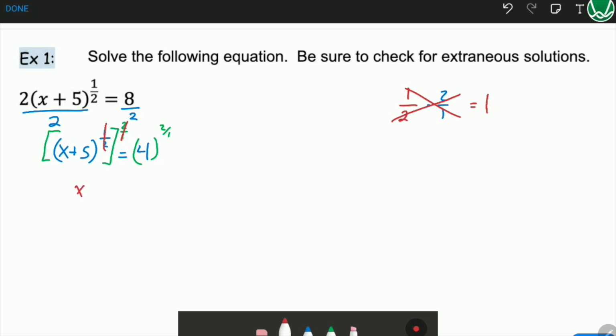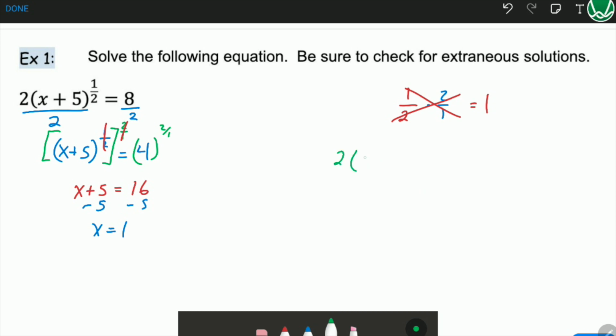So they cancel out, leaving us with just the x plus 5. Since the exponent is now 1, we no longer need the parentheses. And on the other side, we have 4 to the 2/1 power, or in other words, 4 to the 2nd power, which is 16. And it's just a one-step equation from there. Subtract 5, get x equals 11. Don't forget to check answers for extraneous solutions.